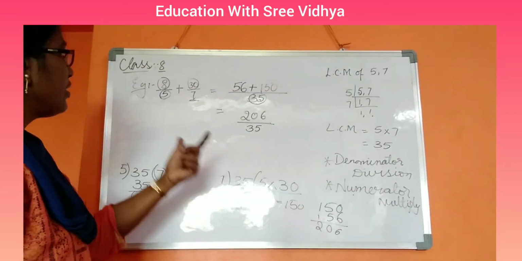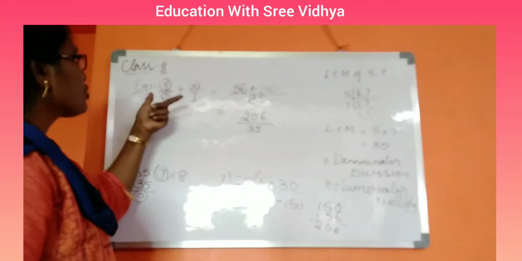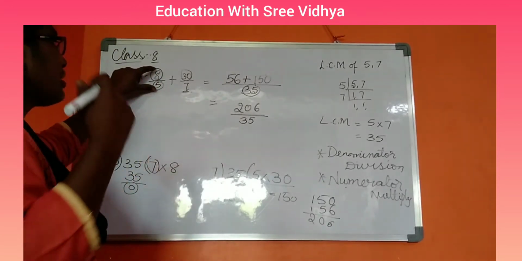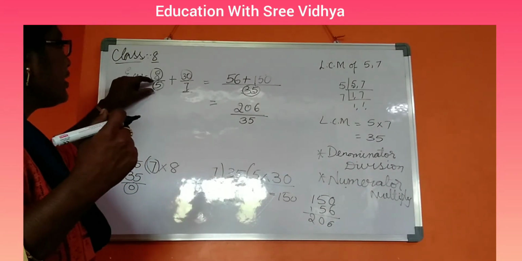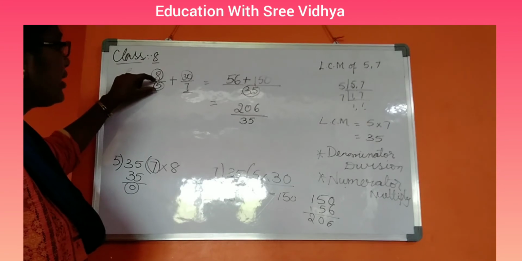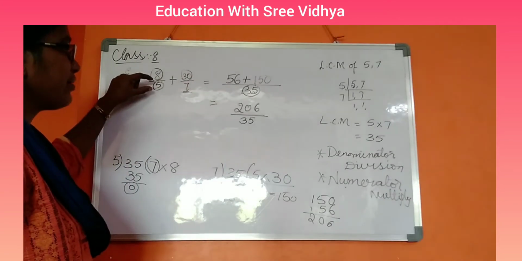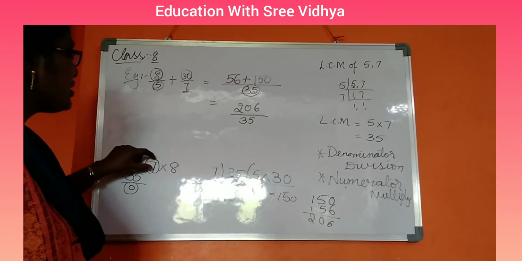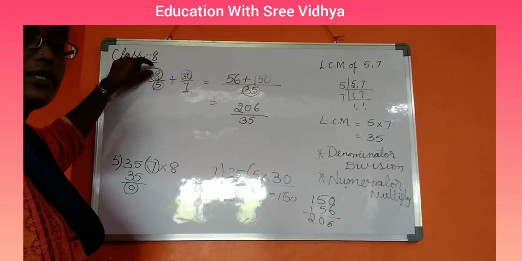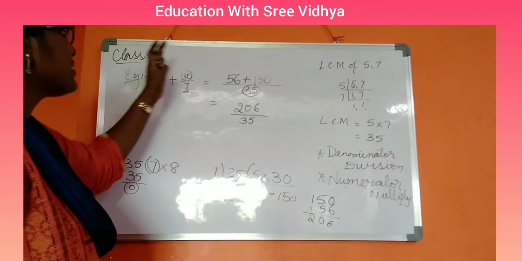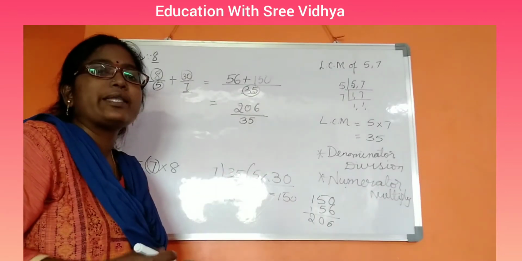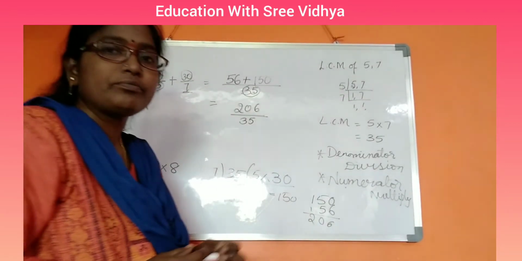So let us recapitulate once again. Finding the LCM for 5 and 7 for the denominators, and then take the first term as usual and divide the denominator with the LCM, and whatever answer we got, that should be multiplied with the numerator. And next the same procedure, then whatever we got, that should be added. So this is the addition of rational numbers.